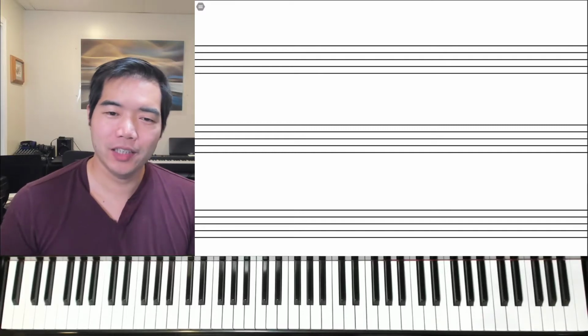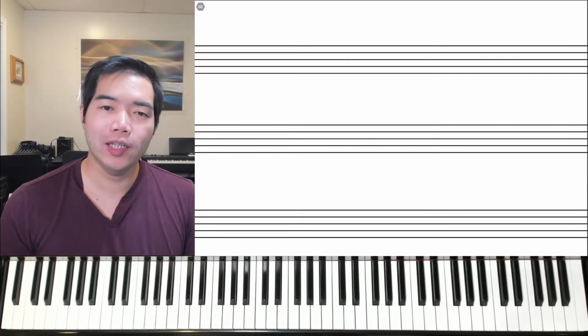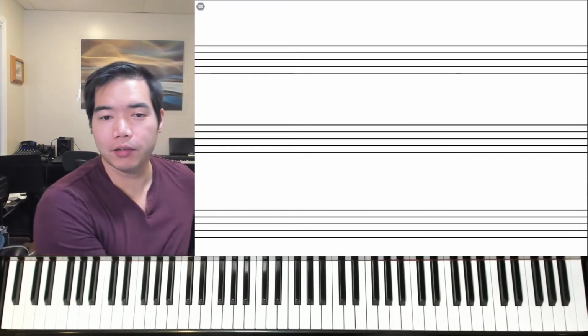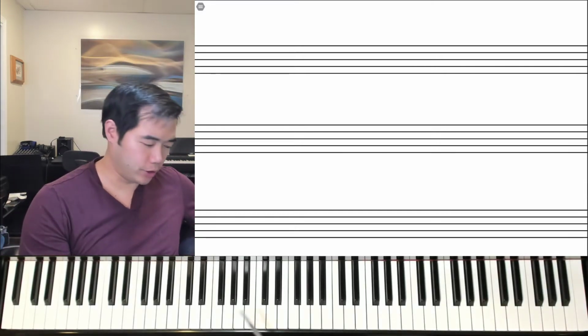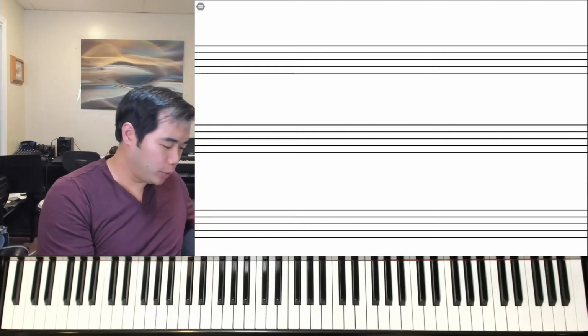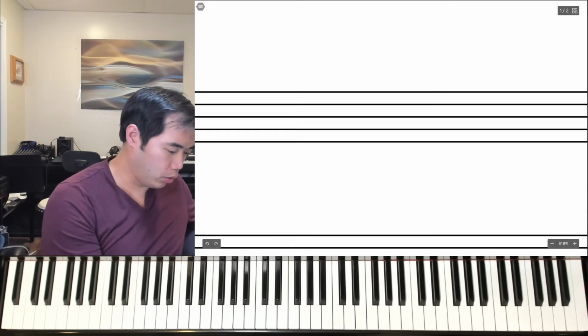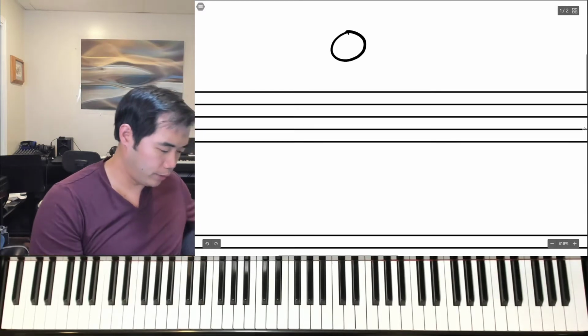Hi, welcome back. In this video, we are going to go more in depth into counting. In particular, we're going to learn about a concept called subdivision. So to understand this, let's first take a look at a whole note, right?